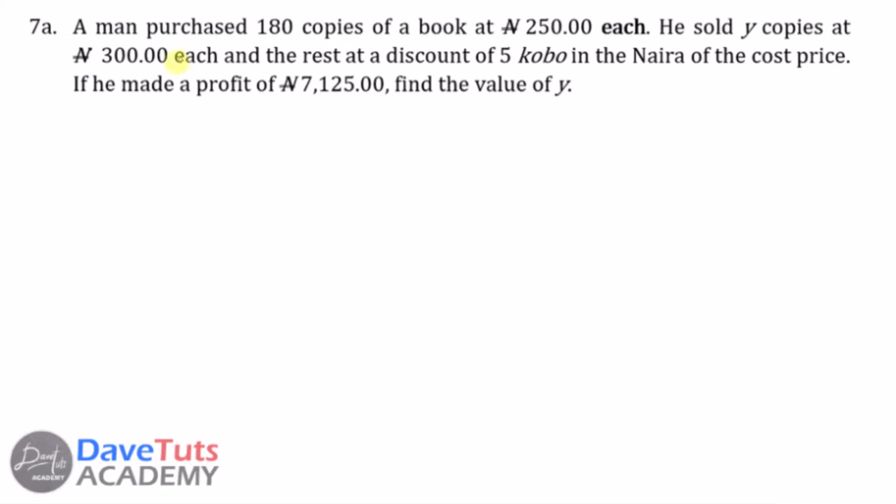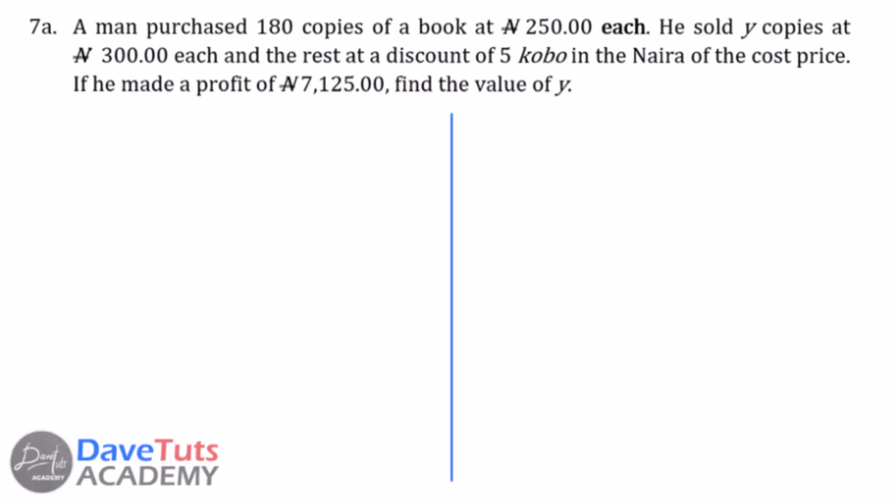In this question on commercial mathematics, we are told that a man purchased 180 copies of a book at 250 naira each. Now he sold y copies at 300 naira each and the rest at a discount of 5 kobo in the naira of the cost price. So students, we need to understand what is meant by 5 kobo in the naira of the cost price for us to effectively solve this question. Okay, now if he made a profit of 7,125 naira, we are to get the value of y. Good and quite interesting a question.